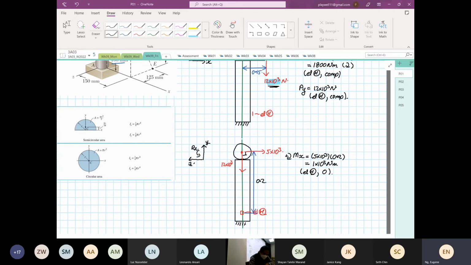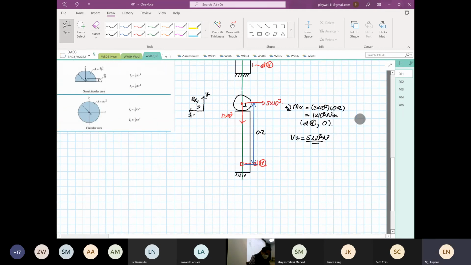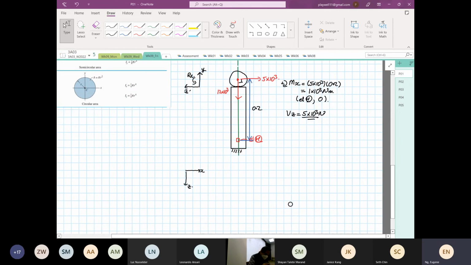So from here, we are also going to have a V shear stress in the Z direction, which is due to 5 times 10 to the power 3 Newton. Then we are going to take another view. The view that we are going to look at now is the XZ plane. So on the XZ plane, what we see is this.